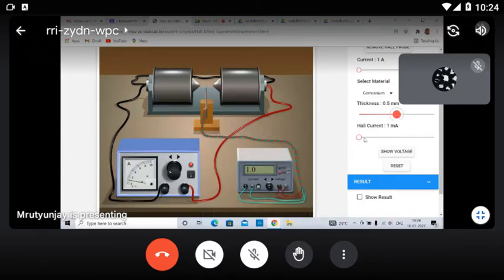Okay. Then after you need to change the current only and note down the corresponding Hall voltage. Fine or not? Yes, sir. Then after, see, one more thing is there.